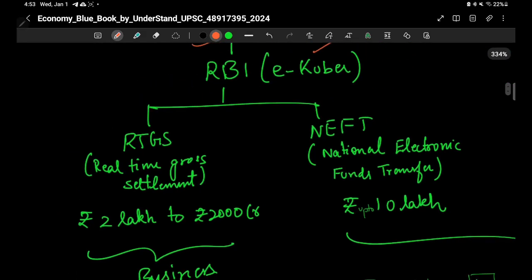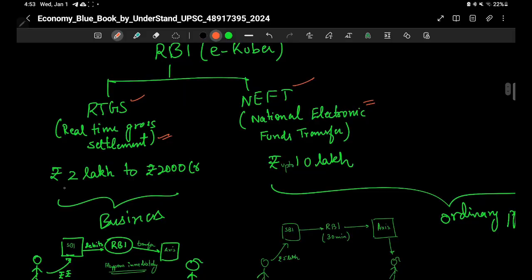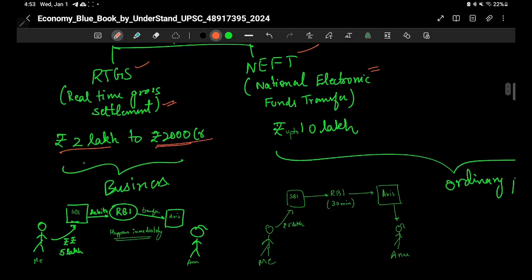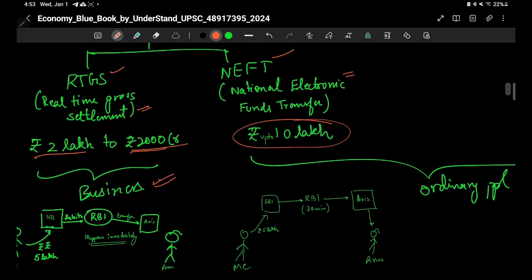In RBI, there are two types of transactions, RTGS and NEFT. RTGS is Real-Time Gross Settlement. NEFT is National Electronic Funds Transfer. In RTGS, you have to send a minimum of 2 lakh rupees, and up to 2000 crores. This is a very huge amount, so it is generally used for business purposes. Whereas in NEFT, you can send up to 10 lakh, not more.